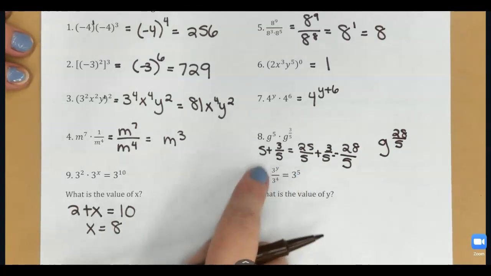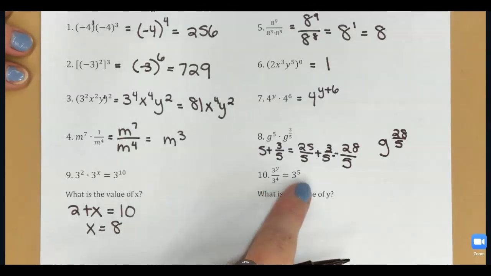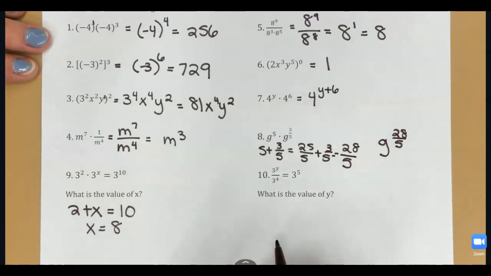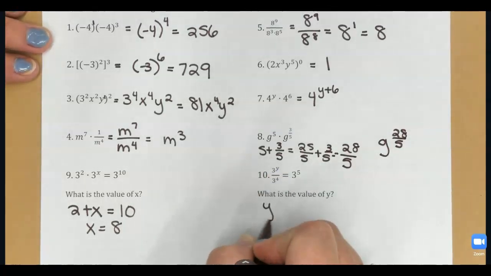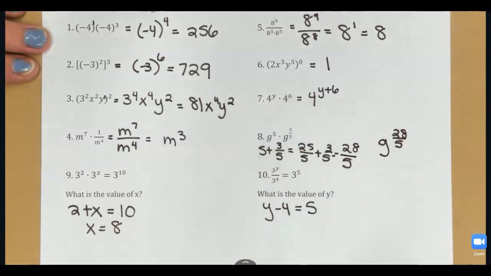Okay, 10 is similar. This one is my quotient rule, however, so I have 3 to the y divided by 3 to the 4th, and that results in 3 to the 5th. So again, when I'm using my quotient rule, that means I'm subtracting my exponents. So y minus 4 is going to give me 5. So I just add 4, and I find that y is 9.